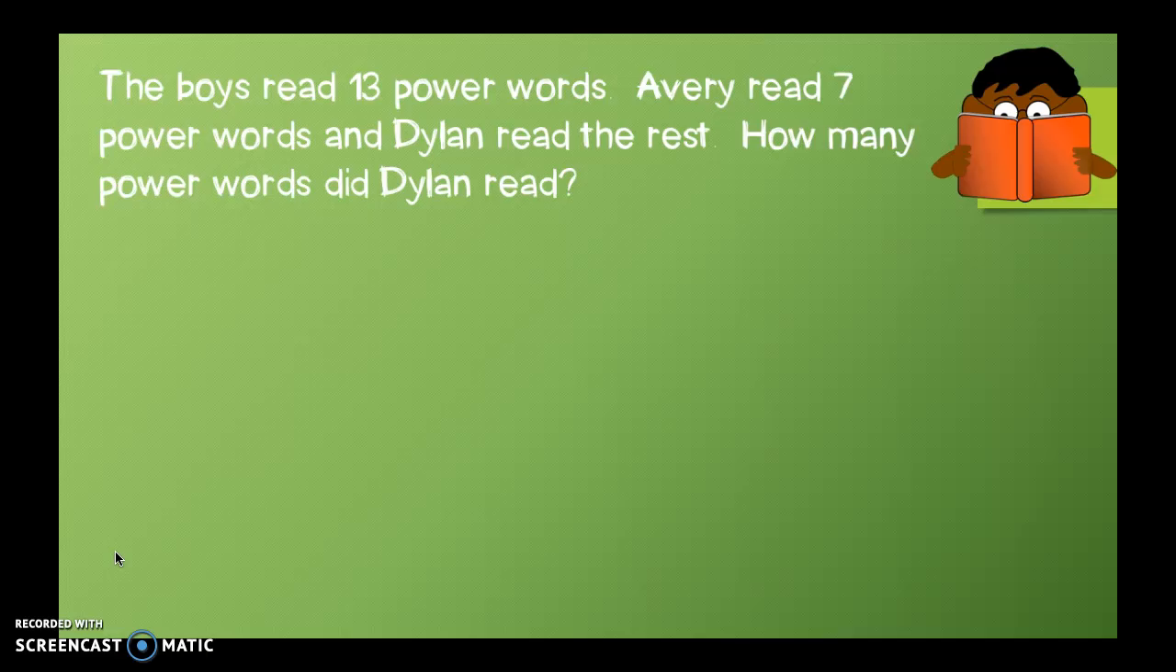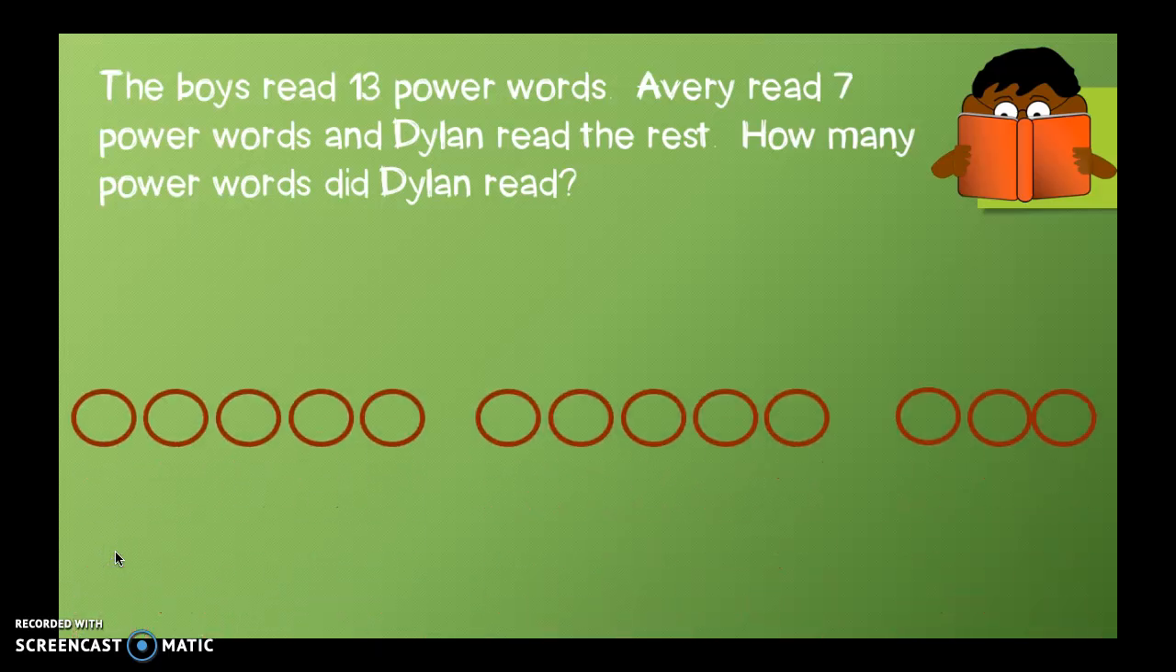It said the boys read 13 power words. Avery read 7 power words and Dylan read the rest. How many power words did Dylan read? I'm going to go ahead and draw the 13 power words because I know that's the whole amount. Remember, I'm thinking about my number bond to help me out. There's 13. What do you notice about my drawings? Oh, Kristen, you are doing such a good job with those 5 groups.